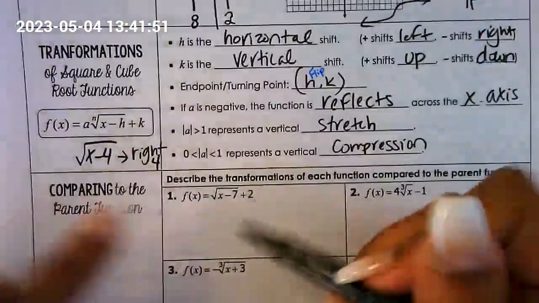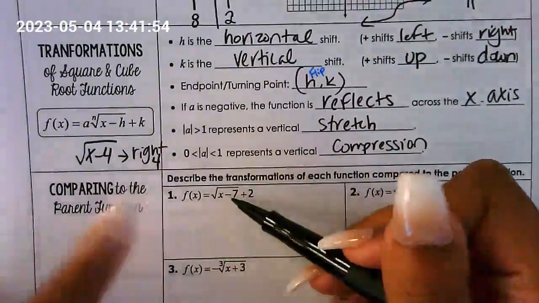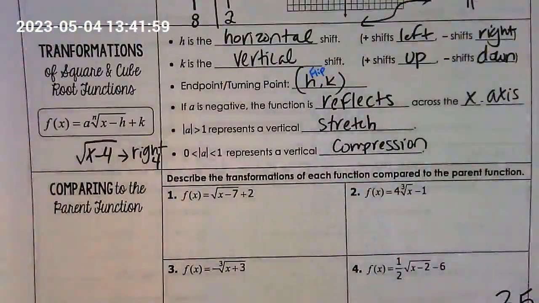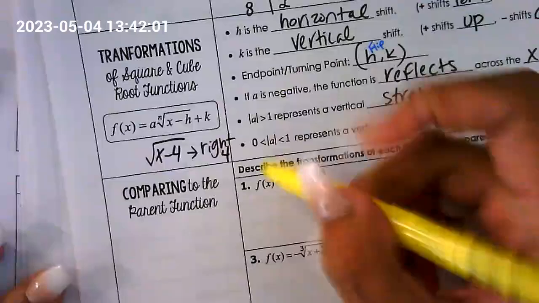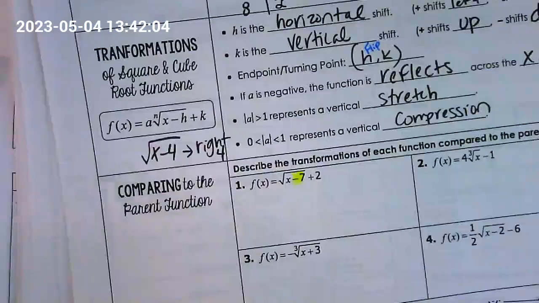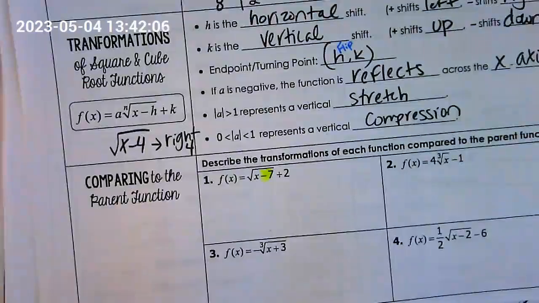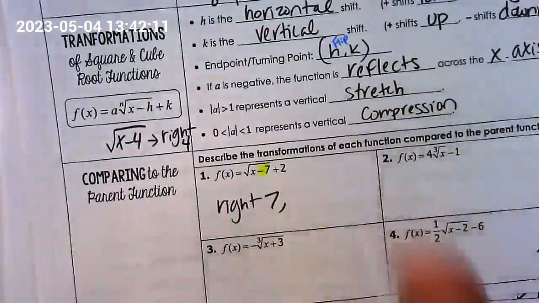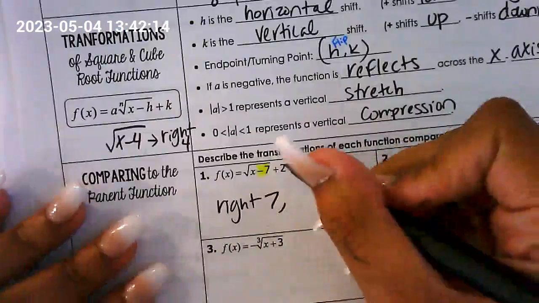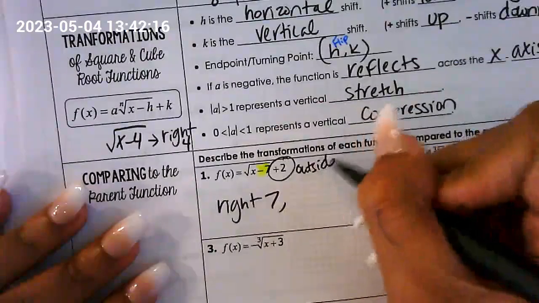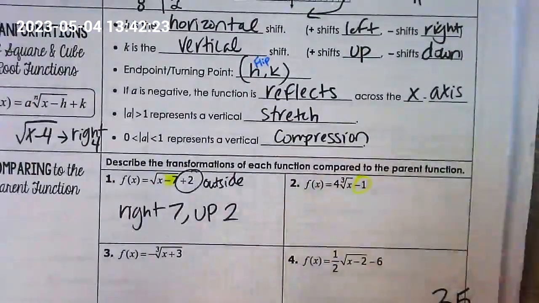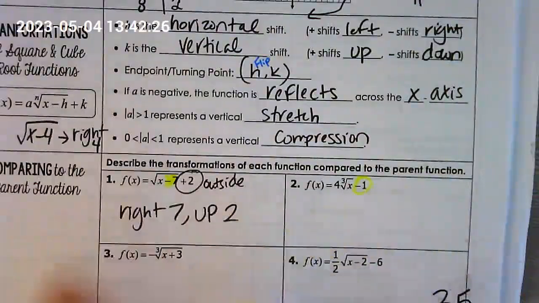Alright, so for this one, if it's inside, left or right, but opposite of what you think. So you see how this is a negative right here? So you would say, oh, that's left 7. No, it's actually right 7. Because when you square 7, it becomes positive anyway. And this guy, he's outside. He's going to go up 2. Okay? Right here, he's outside, so that's up or down. It's negative 1, so down 1.